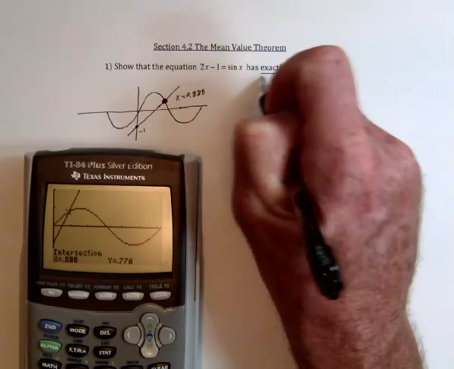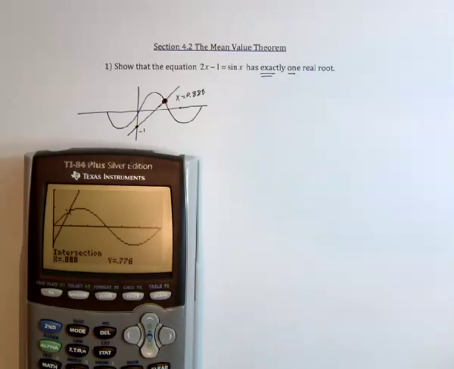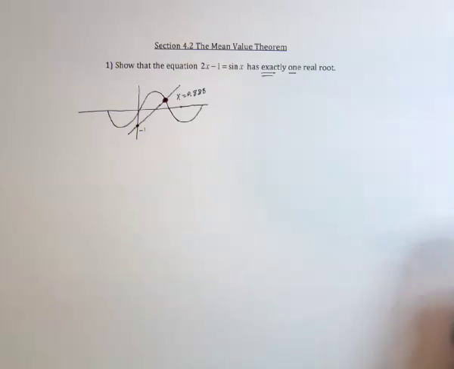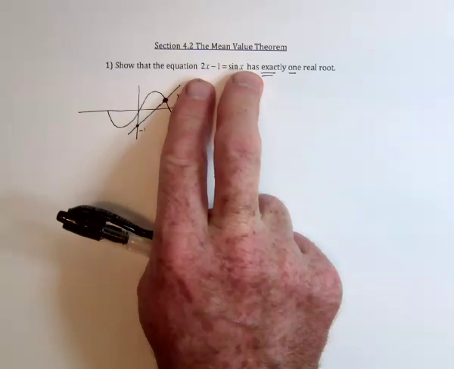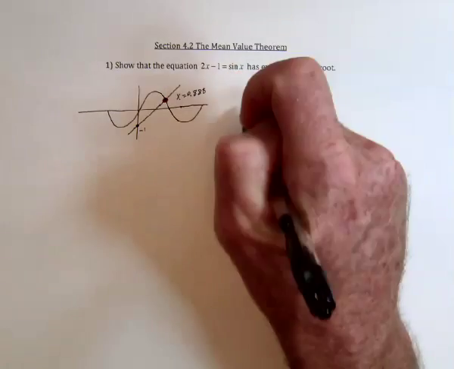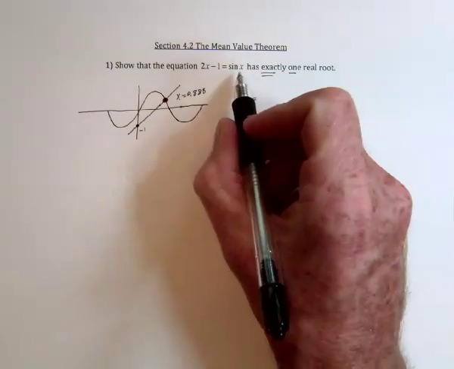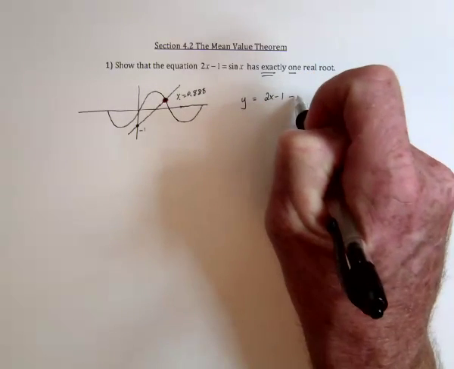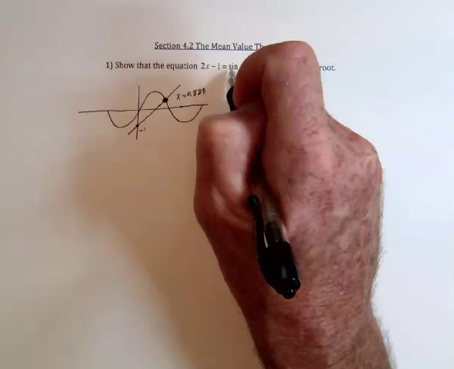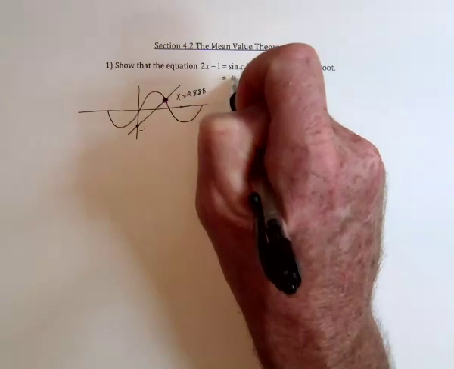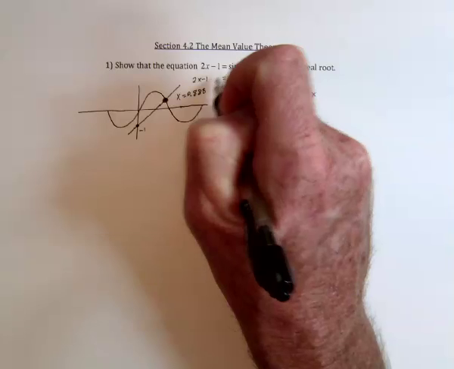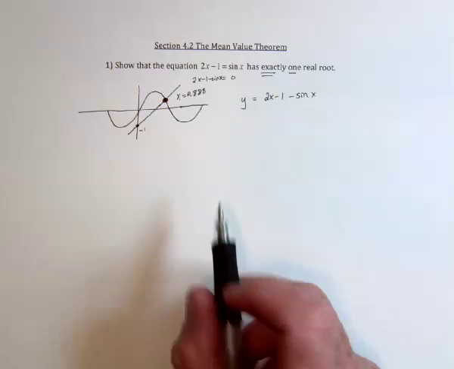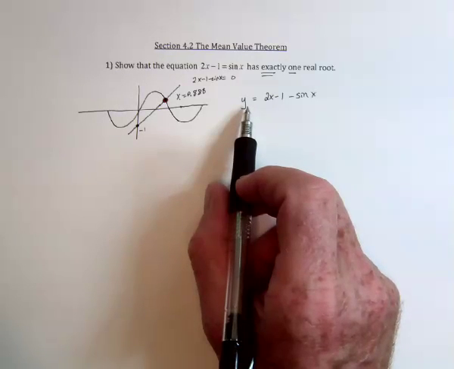Now show that there aren't any others, that there's exactly one real root. In order to use the mean value theorem, instead of having two functions, I need to have just one function. So I'm going to deal with the function y equals 2x minus 1, and I'll just subtract sine x and put it on the other side. So of course when I subtract it, that would leave 0. So if we're looking at this function, we're talking about when does that function equal 0?